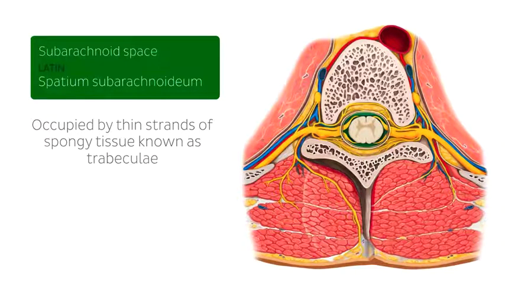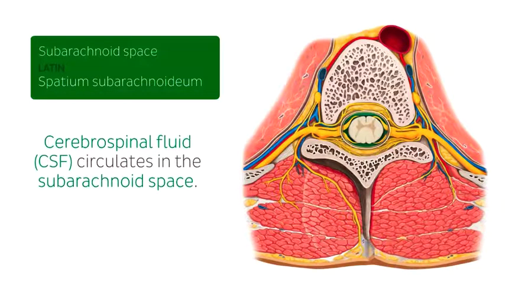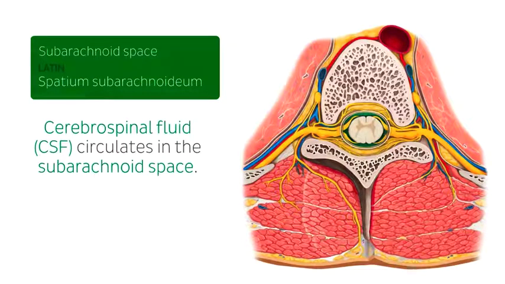Within the subarachnoid space is a transparent, colorless fluid, which we all know as the cerebrospinal fluid, and it's produced mainly in the choroid plexus of the brain. The medical procedure known as lumbar puncture or spinal tap, you've probably heard about it, involves use of a needle to withdraw cerebrospinal fluid from the subarachnoid space, usually from the lumbar region of the spine.